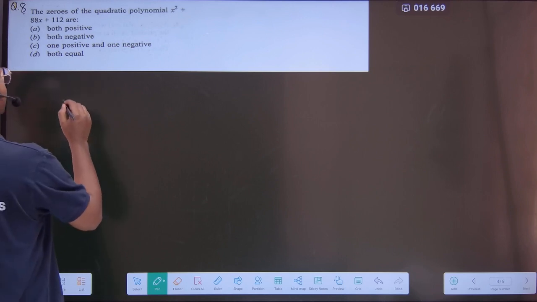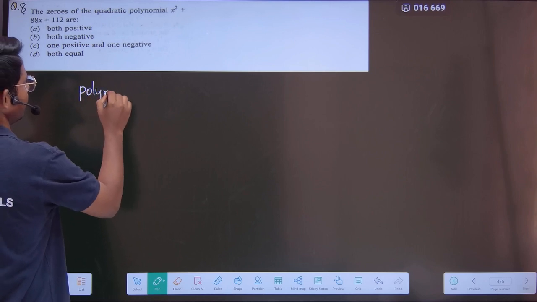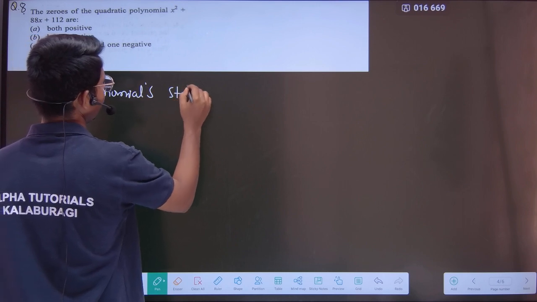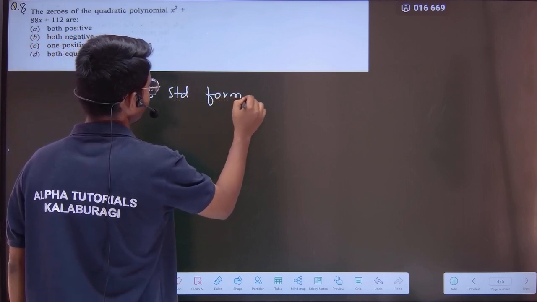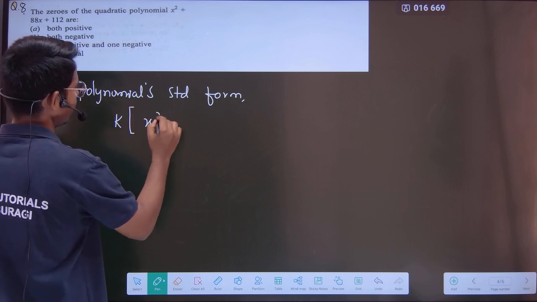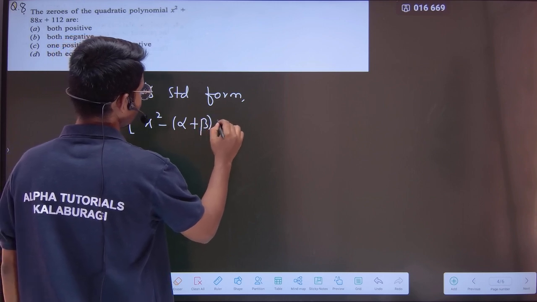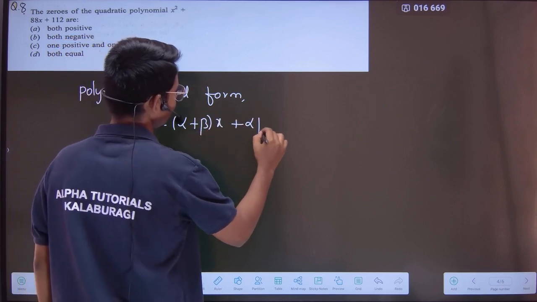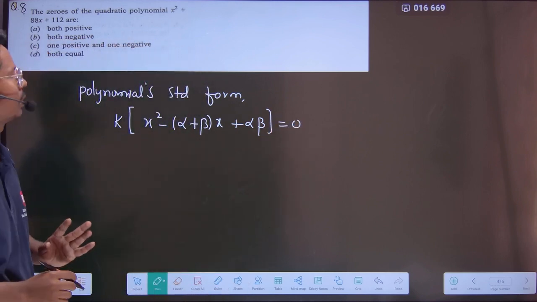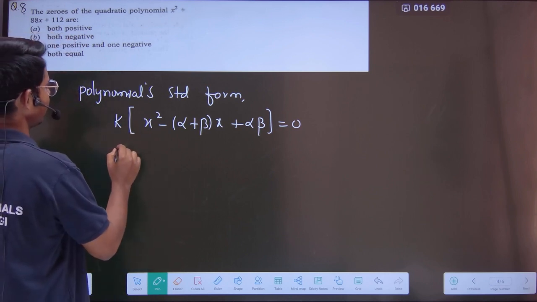So we know the family of polynomials in standard form. What is the standard form? It is k times (x² − (α + β)x + αβ), which is equal to 0, for a quadratic polynomial. Now the given polynomial, let me take k value 1.